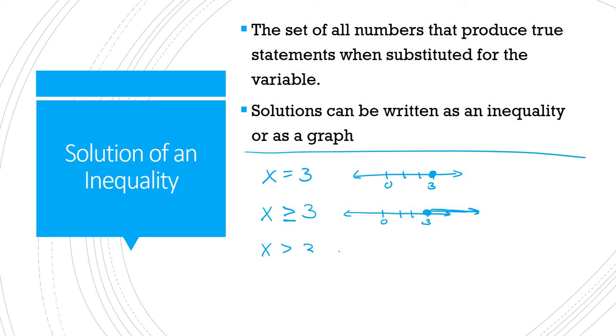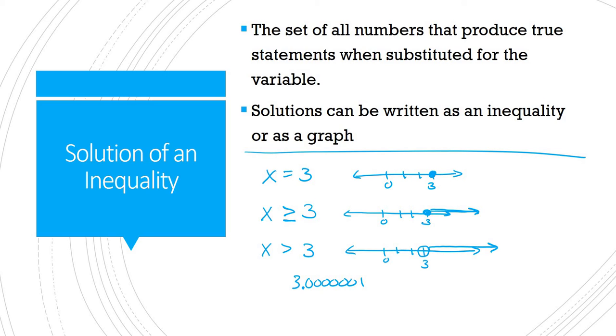What if I want the numbers just greater than 3? So I don't want to include 3, but I want everything to the right. Now that doesn't mean starting with 4. That means starting with 3.00000001. Even numbers smaller than that. As long as it's greater than 3, even a teeny bit greater than 3, I want to include it. So I'm going to put an open circle here to say that I'm going to come really close to 3 but not include it, and then put my arrow to the right.